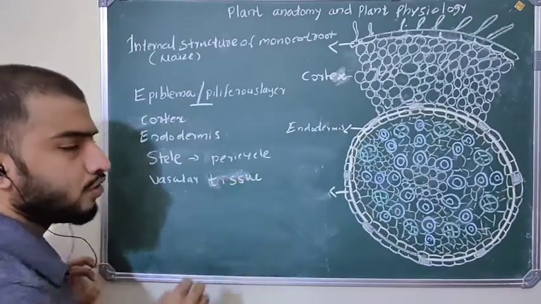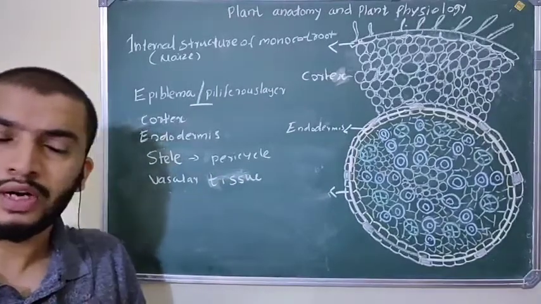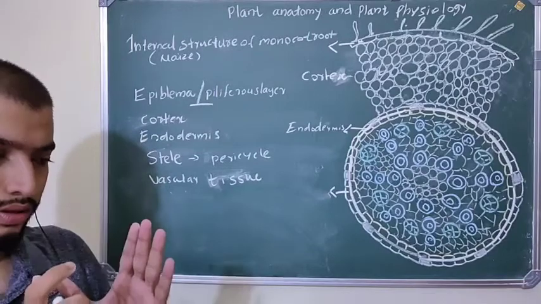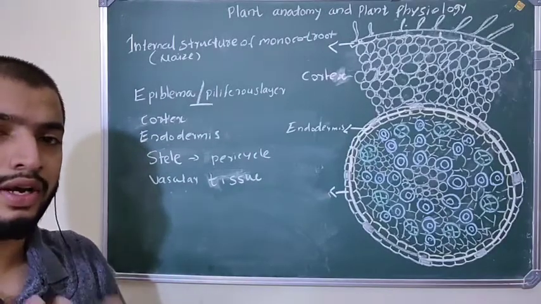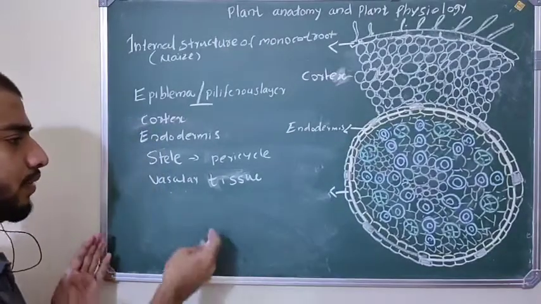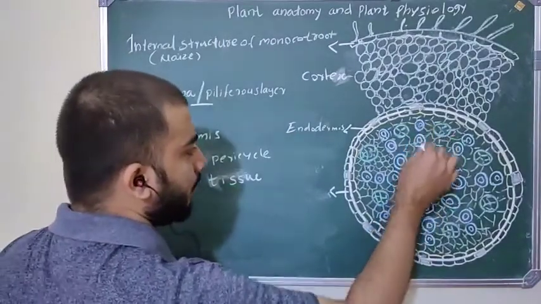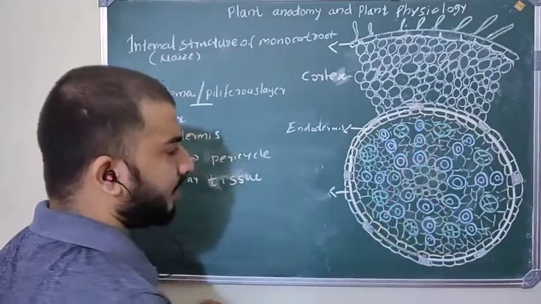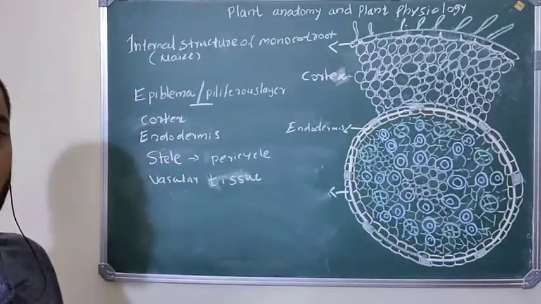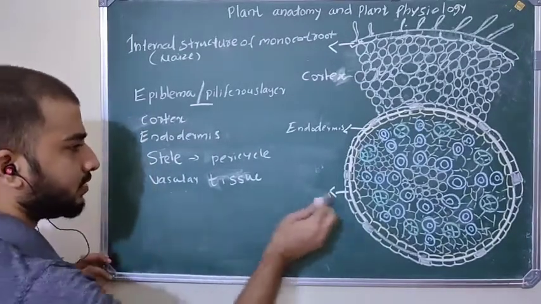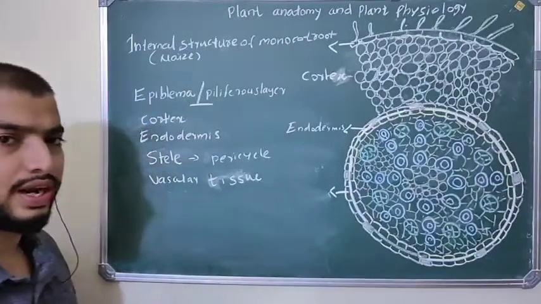Vascular tissue. When we discussed different types of vascular bundle, at that time I told you about radial vascular bundle. Radial vascular bundle is present in monocot root and dicot root. In the vascular bundle, if you check, you can see so many patches of xylem and phloem. They are arranged in different radii. That arrangement is called radial arrangement. So the vascular bundles present in this monocot root are radial vascular bundles.